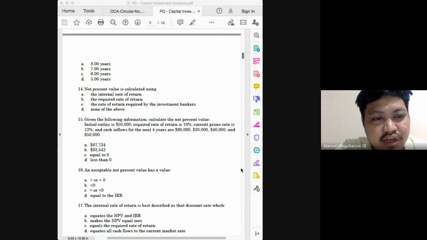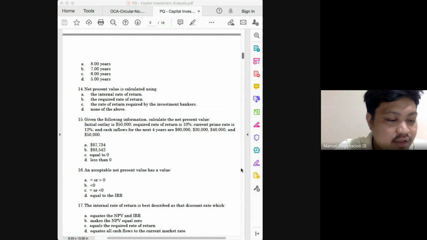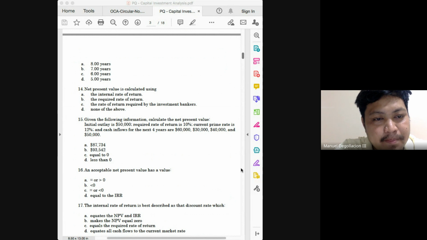Okay, so basically the initial outlay of 50,000 is already at present value because it is a cash flow at year zero. Okay, and then what you have to do here is to get the present value of the cash flows of 60,000, 30,000, 40,000, and 50,000. But you'll have to do this separately because the discounting period for these cash flows are not the same. The 60,000 will be discounted for 1 year. The 30,000 will be discounted for 2 years. The 40,000 will be discounted for 3 years, and the 50,000 would be discounted for 4 years.